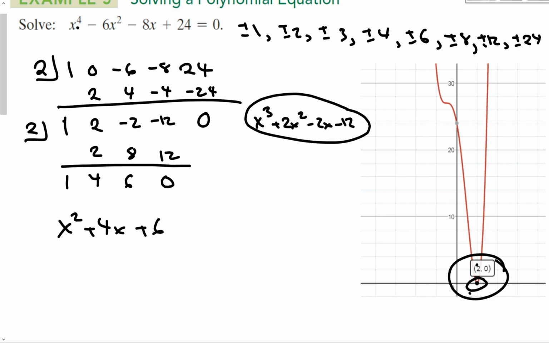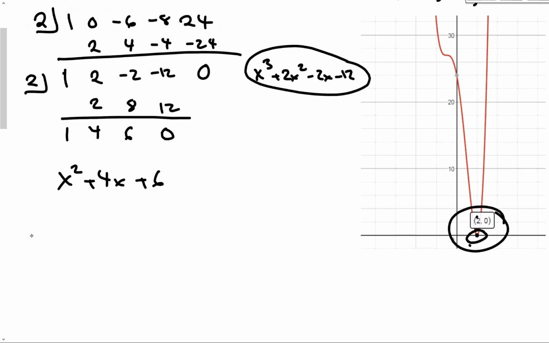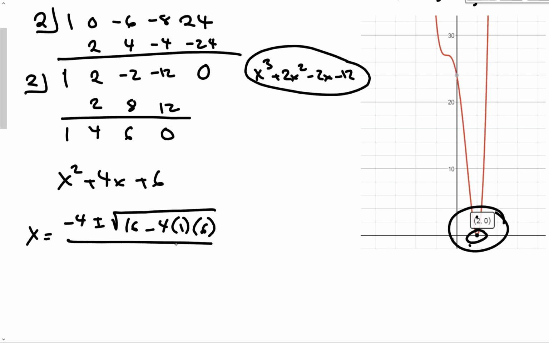Unfortunately, from there, right, the factors of 6 that add to 4, well, it's not 1 and 6, it's not 2 and 3, so that means we're back to the quadratic formula. Let me put it down here a little bit so I have some more room. X is going to be equal to negative b plus or minus the square root of b squared minus 4 times 1 times 6 all over 2.